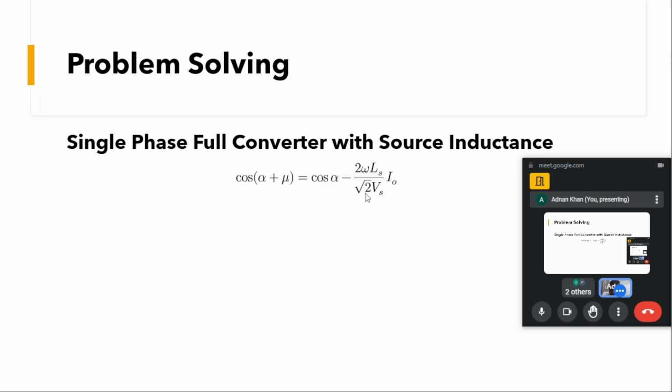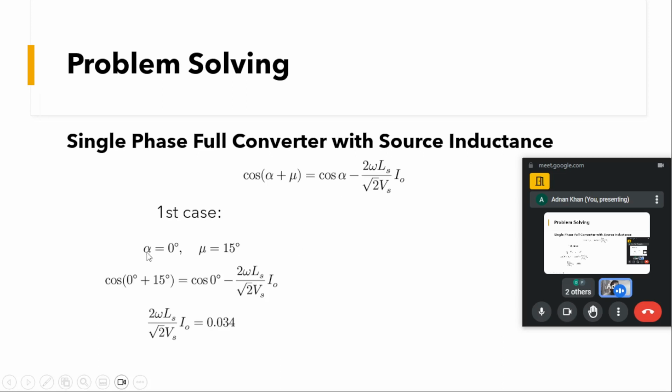In this question, the only parameters that are being changed are alpha and mu, and we know that the source inductor will be constant here. Nothing is said about the current and voltage source, so we will assume that all these parameters are constant, and the only variables are alpha, and what will vary is mu. Now we'll have two cases. The first case is what is given to us: alpha is 0 and the overlap angle is 15 degrees. Got it? So when both of these parameters are given, we will be able to calculate what this thing will be equal to.